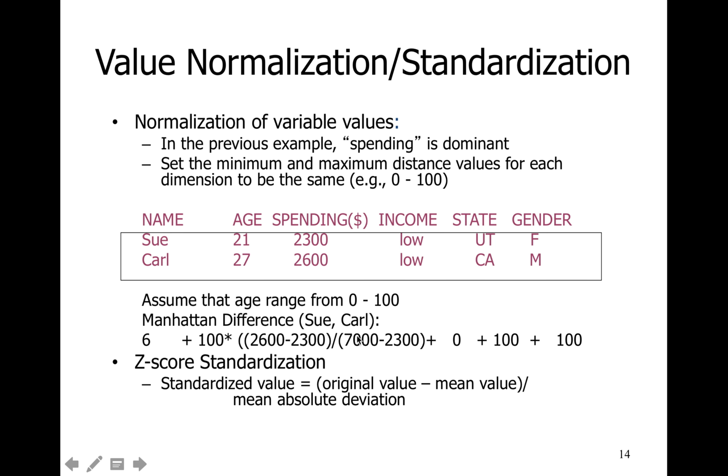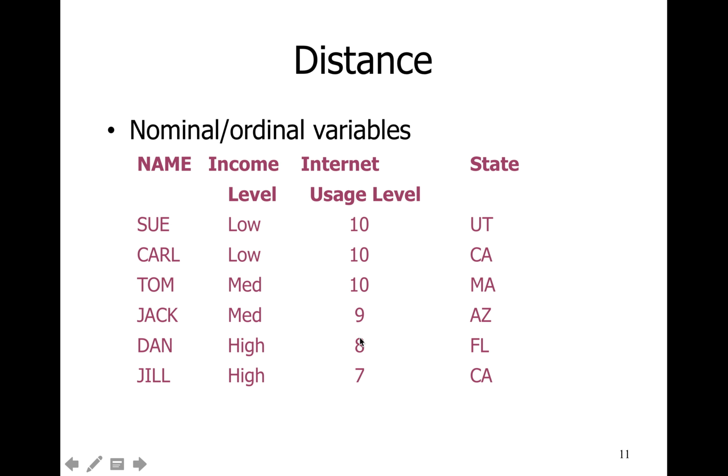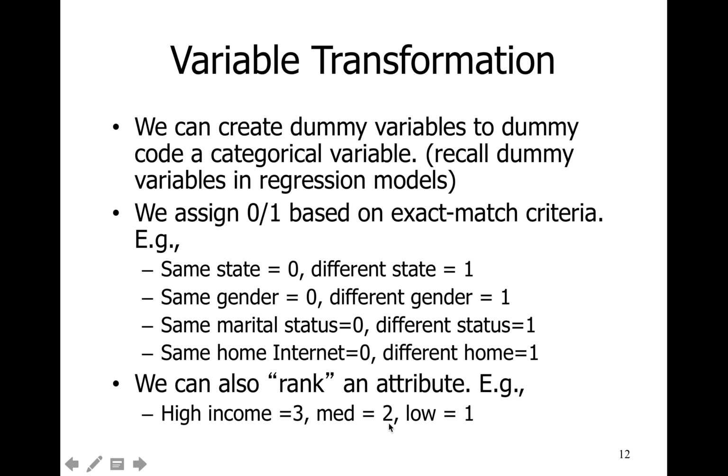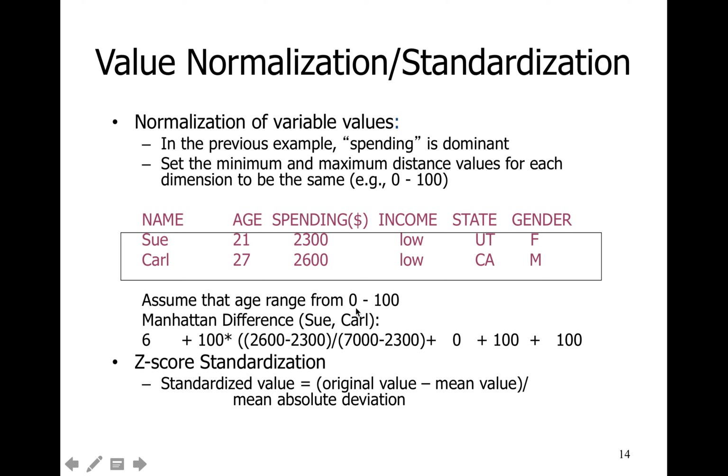And then the maximum distance between spendings is 7,200. This is the maximum spending difference. We normalize it to 100 by doing it this way: 300 over 4,700 multiplied by 100. That will give you the distance in spending, normalized. And 0 is still 0. Originally, the difference between Sue and Carl in their state of residence is 1, and now it becomes 100.